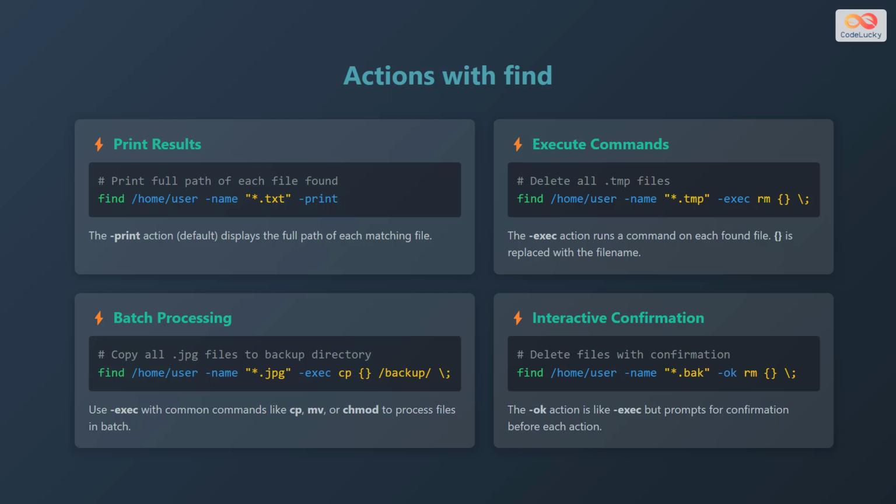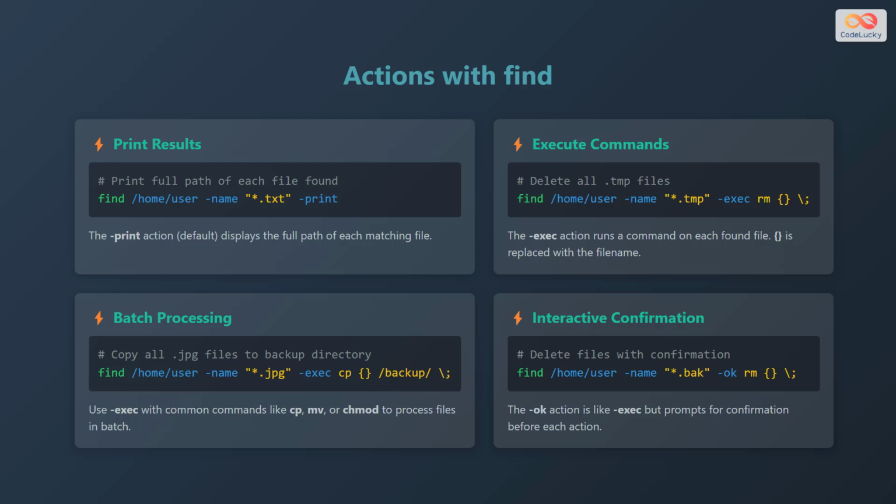To execute a command on each found file, use the -exec action. The {} is replaced with the file name. For example, find /home/username -name "*.tmp" -exec rm {} \; will delete all files with the .tmp extension.